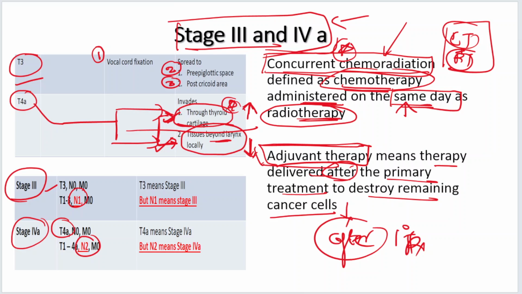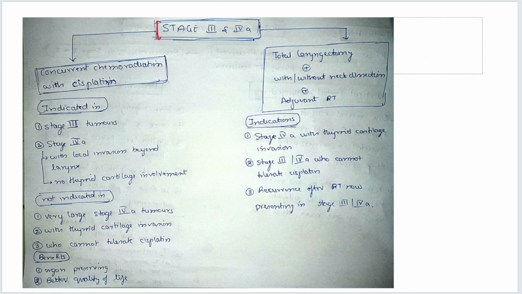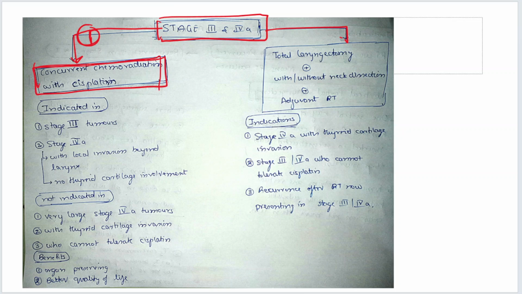Now coming to stage 3 and stage 4A carcinomas, as we said, we want to be organ preserving, we want to preserve the voice box. So the initial question that you ask yourself is: can I give concurrent chemoradiation with cisplatin to this patient? That is, you are giving radiotherapy plus cisplatin on the same day. In what cases can this treatment modality be indicated?